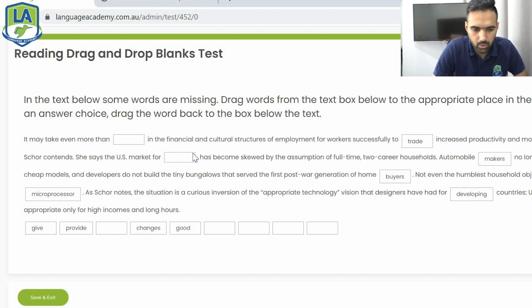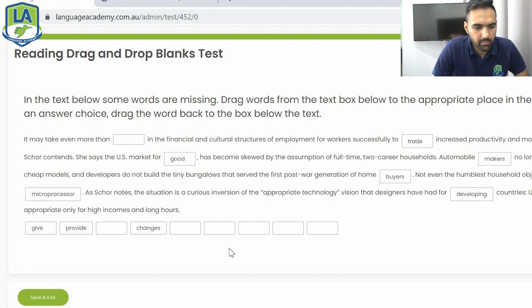Now we are left with two options. Now, let's solve the third one first. She says the US market for dash. Market for give won't make any sense, market for provide won't make any sense, market for changes, market for good. That's it. Market for good means where you buy and sell things.